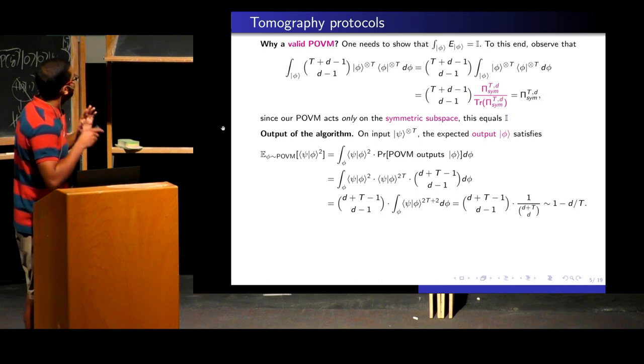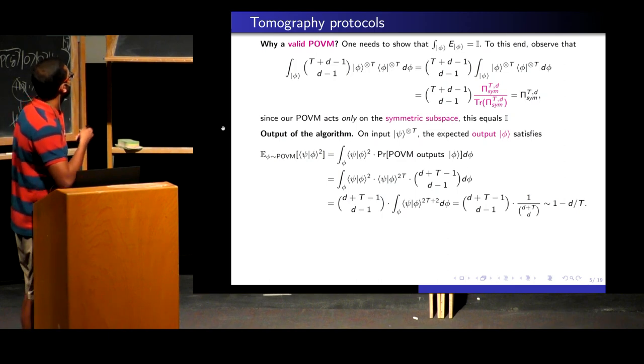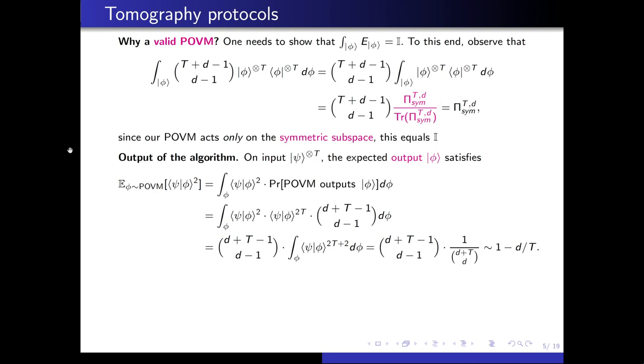So this is a slightly ugly looking calculation, but it's not too bad actually. So let's just look at the expected value of phi that was output by the POVM. So psi was the quantum state that was given to you, phi was the output of the POVM. So let's just look at what's the expected value of this inner product. So this is nothing but the sum over all phi. So you have a d phi here, you look at this quantity, and what's the probability of the POVM outputting phi? That is precisely this quantity. We know exactly what's the probability of the POVM outputting phi. That's just the inner product of this with psi to the t. But if you take the inner product of this with psi to the t, that's nothing but the inner product of this with psi to the power t, 2t. So that's what you're going to get here.